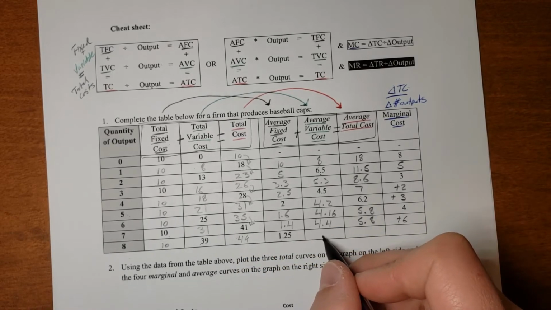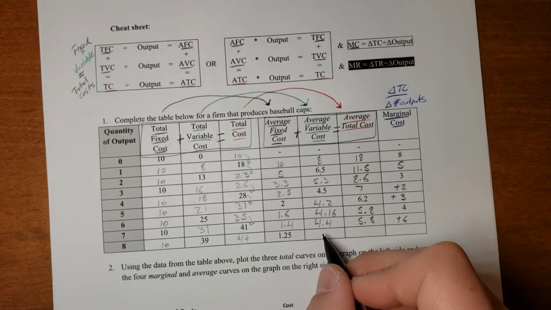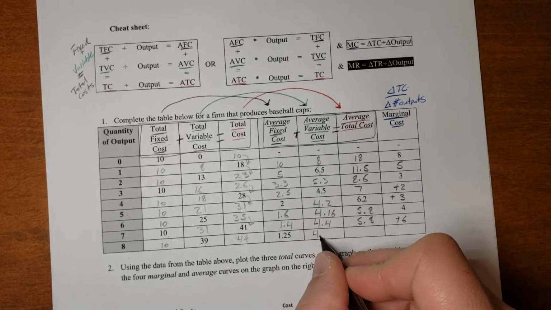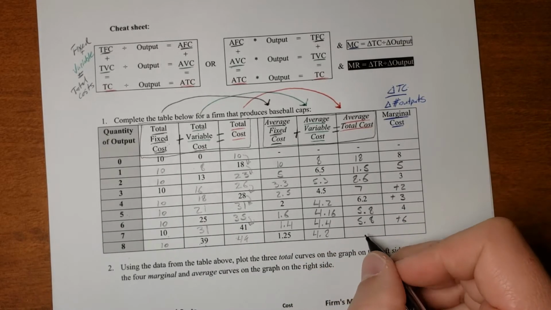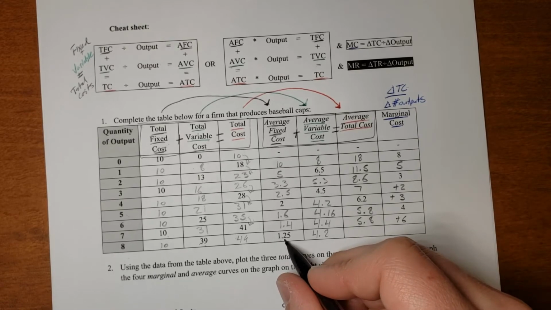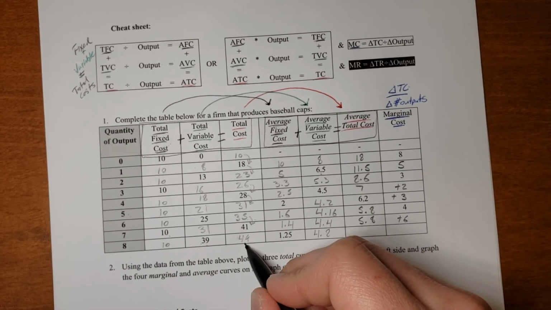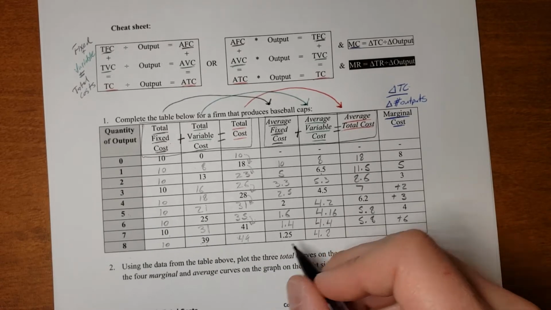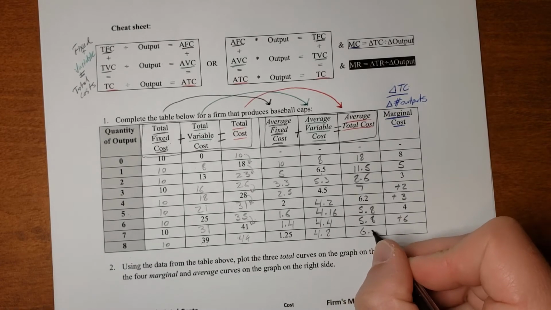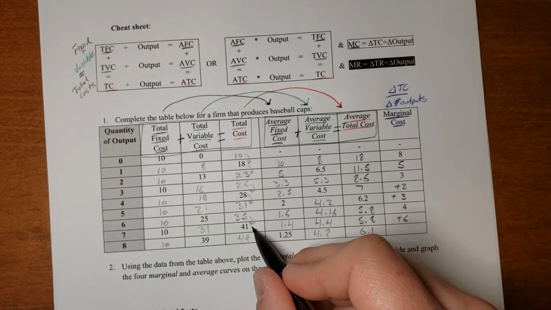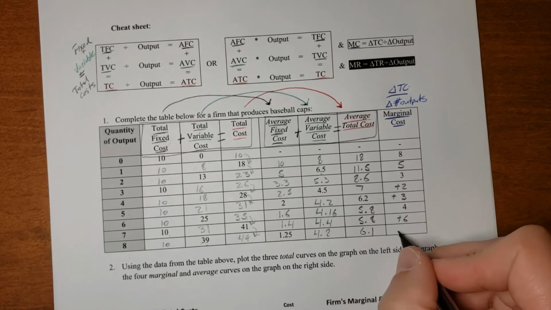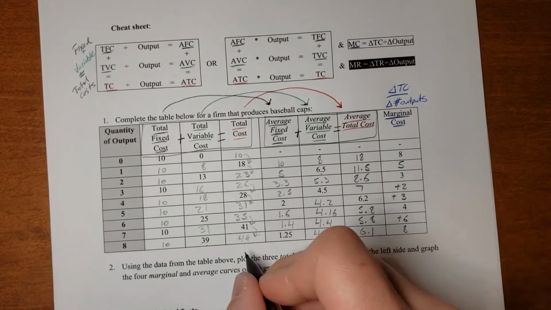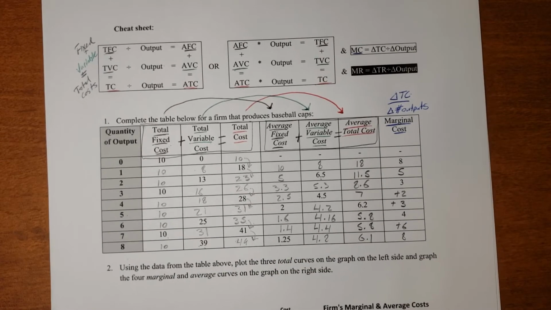1.25 is given to us as the average fixed cost. The average variable cost, 39 divided by 8, is going to be 4.8. And let's do 49, we'll do it this way. There's a number of different ways to do this, but 49 divided by 8 is going to be about 6.1. And then the change in the total cost, once again, is going to be the difference between 41 and 49, which is 8.